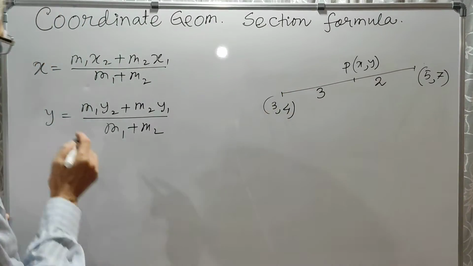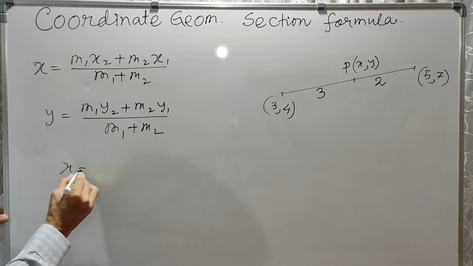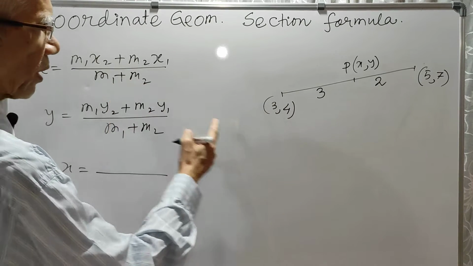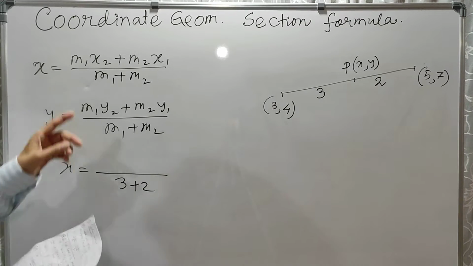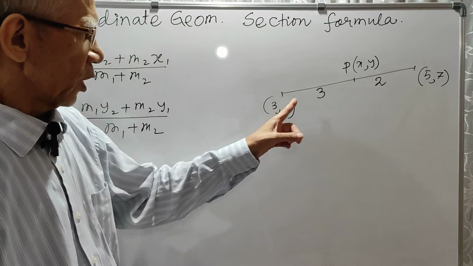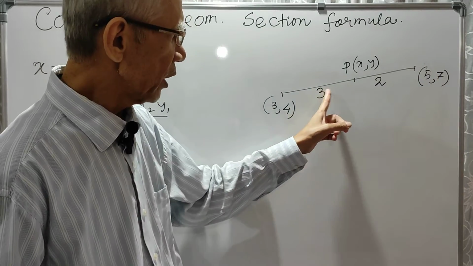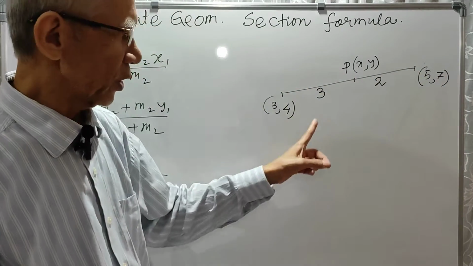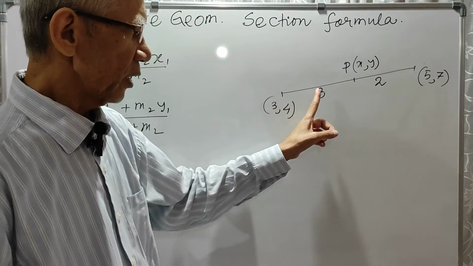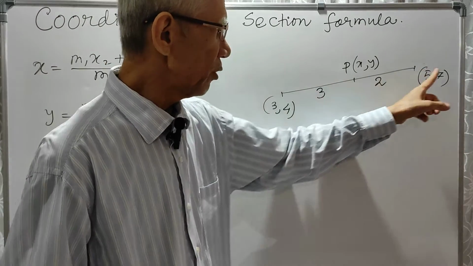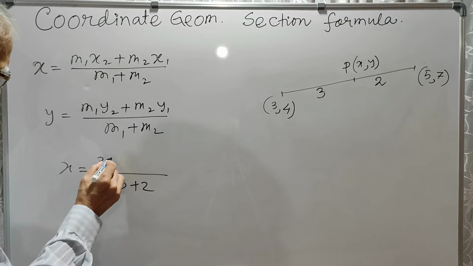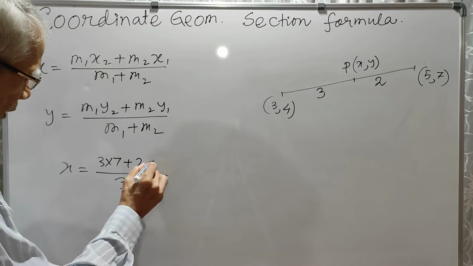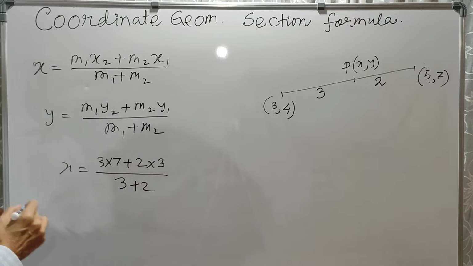So what will be value of x using this formula? X will be what? M1 plus M2, that means 3 plus 2. So M1 x2, that means 3 into 7. So again that word opposite, not 3 into 3. It is 3 into 7 plus 2 into 3. This is the value of x.